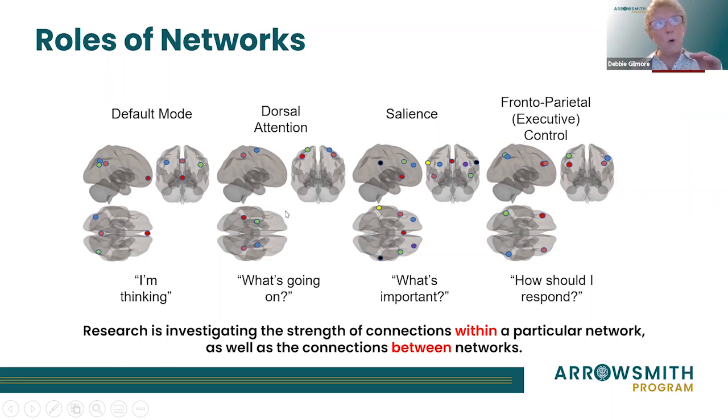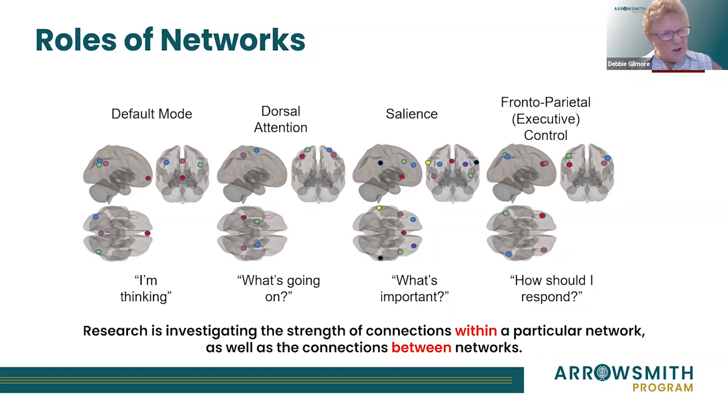So we have the default mode network. That's a network that says, hey, I'm thinking about this. And then we have the dorsal attention network that says, what's going on here? So I'm thinking, and so what's going on? Making sense of what that is. Then there's the salience network, and it's sifting through the information. What's important in this information that I'm receiving or in this task? And then there's the executive control network that's planning how to respond. So in any given task, these networks are working together to help us complete that task.